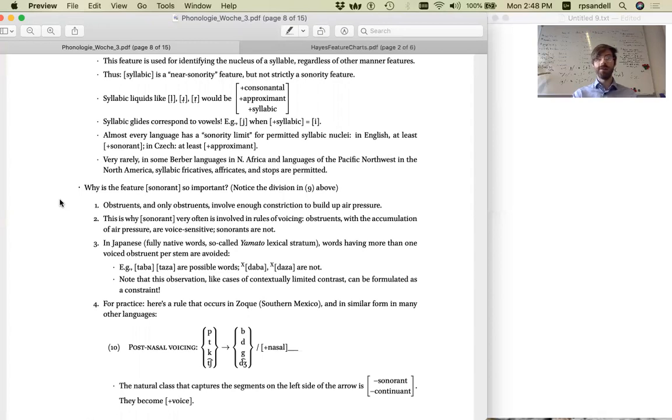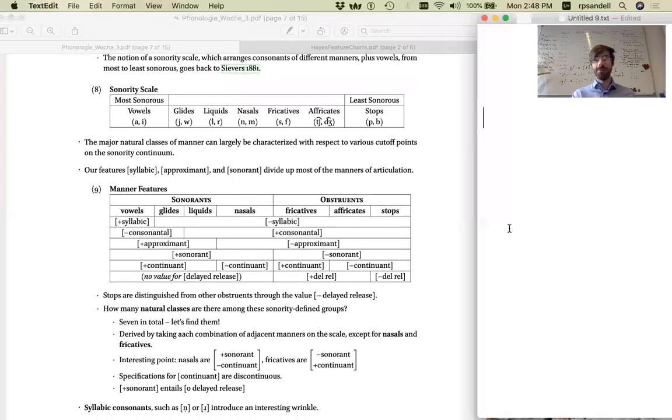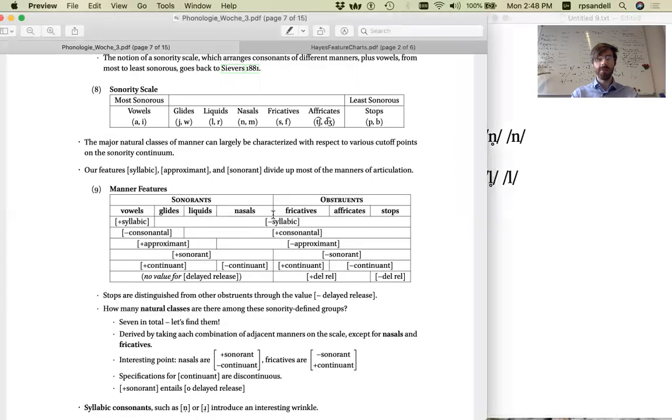So in effect, the feature minus sonorant is serving to identify this sensitivity to the difference in voicing, whereas languages that have phonemic contrasts between, say, voiceless and voiced nasals, or voiceless and voiced liquids are extremely rare.